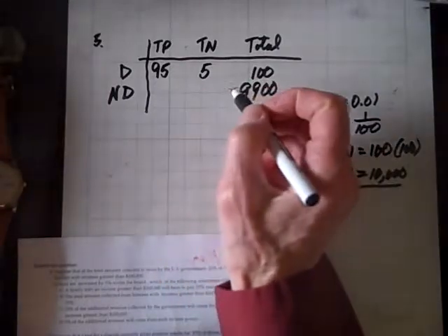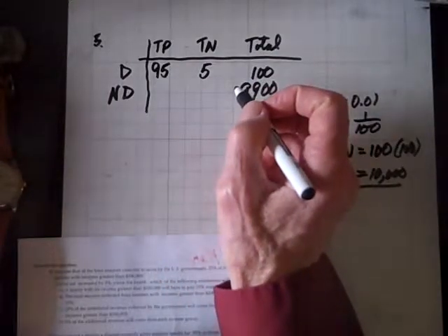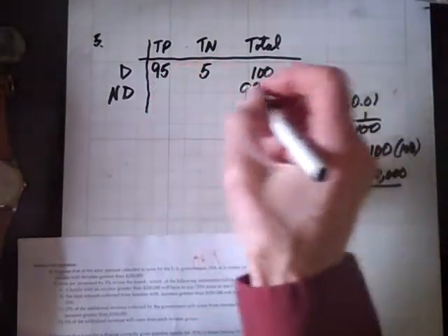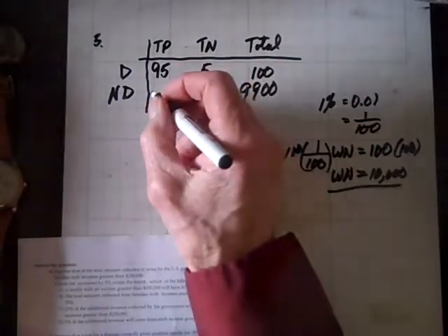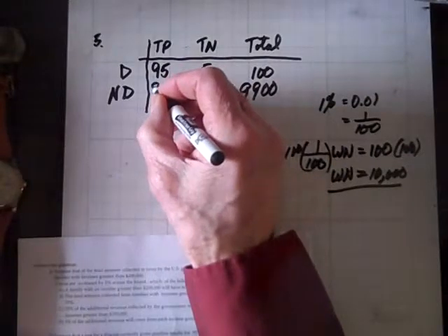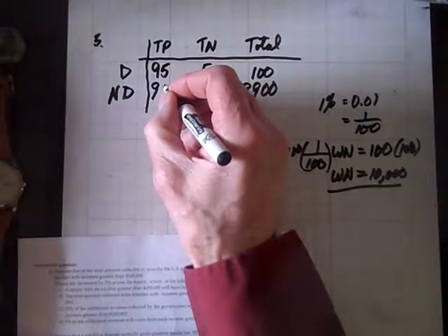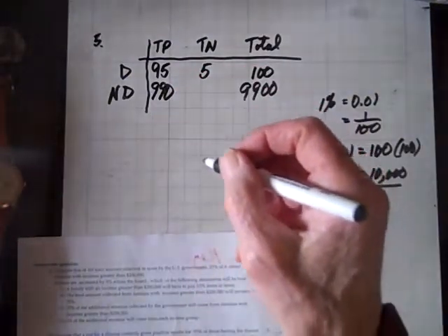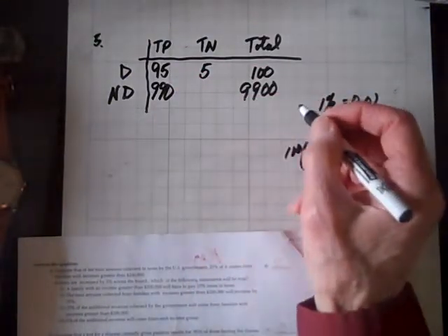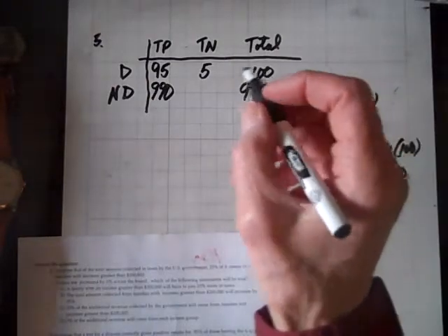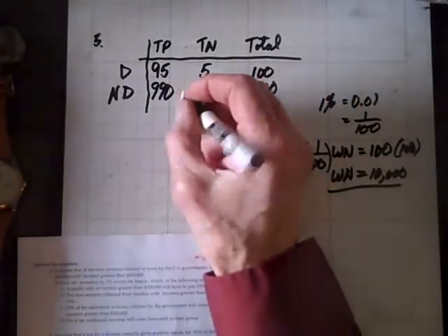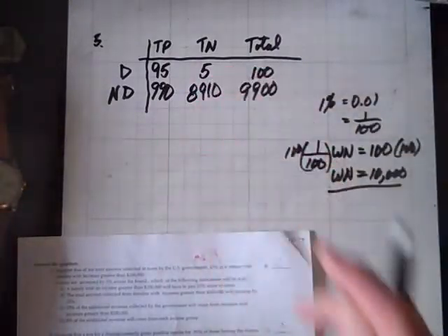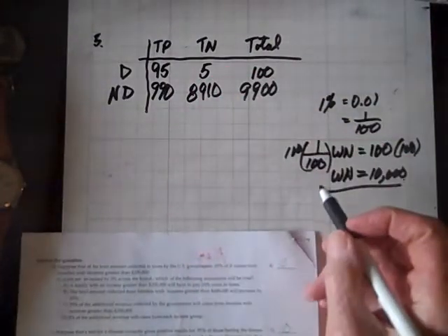And 10% of those that don't have the disease tested positive. Well, 10% of 9,900 is 990. And if we subtract 990 from 9,900, what we get is 8910.